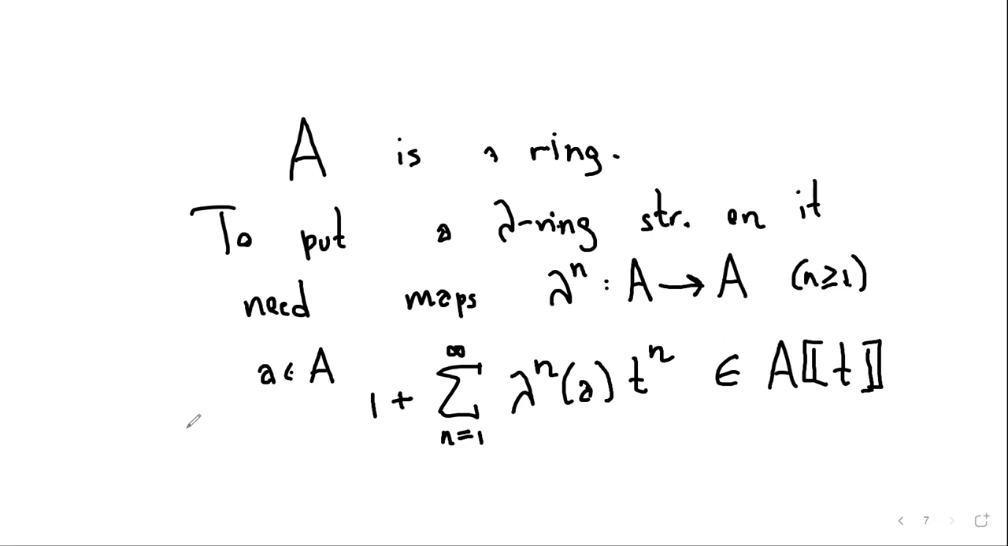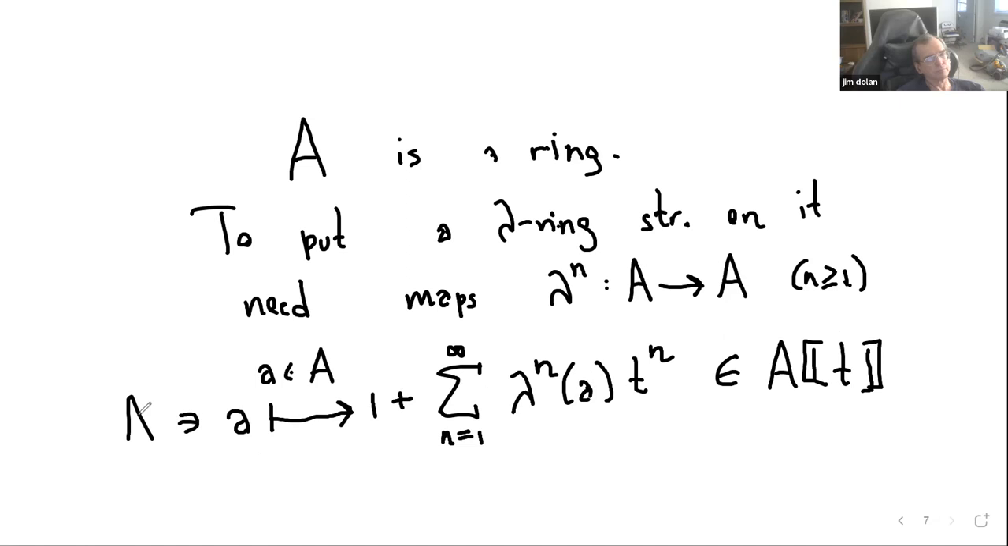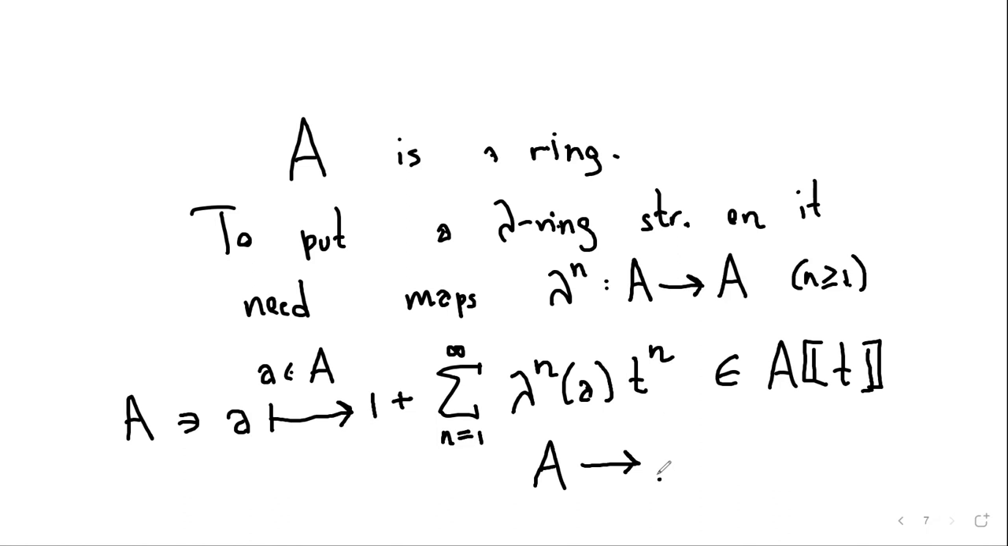So in other words, we're taking all these maps, infinitely many maps, and we're lumping them into a single map that goes from A, the raw ring, to formal power series in A. So we have this way of describing a lambda ring as a map from A to the formal power series that have this form, that they start out with a one. And so that is the big Witt ring.